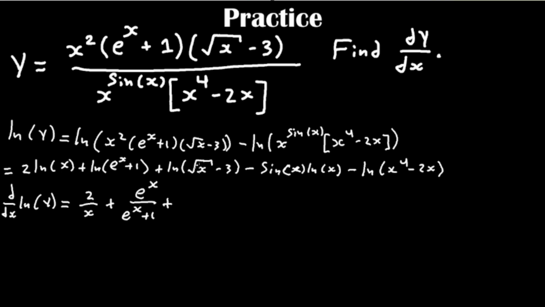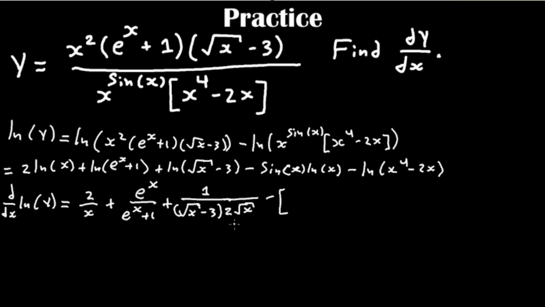Plus, again, we have to do 1 over the inside of square root x minus 3, times the derivative of the inside. So the constant will go away when we differentiate. And the derivative of the square root of x, that's just x to the 1/2, so this is 1 over 2 times x to the minus 1/2. So that's 1 over 2 square root x. So I can bring this all to the denominator, so 2 square root x, minus the derivative of sine x natural log x.